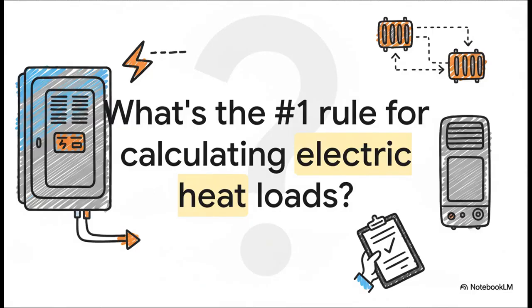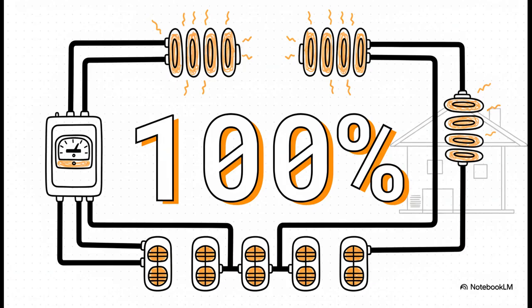So, before we get buried in the details, let's just start with the biggest, most fundamental question you gotta ask on any job that involves electric heat. What is the number one, the absolute starting point, the non-negotiable rule for making this calculation? And there it is, 100%. That's it. That's the magic number. The NEC says you must calculate your fixed electric space heating load at 100% of the total connected load. But what does that actually mean in the real world?